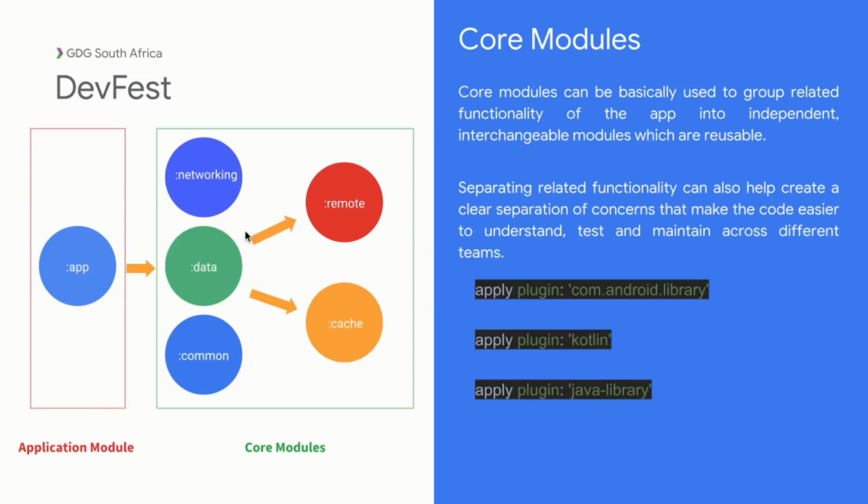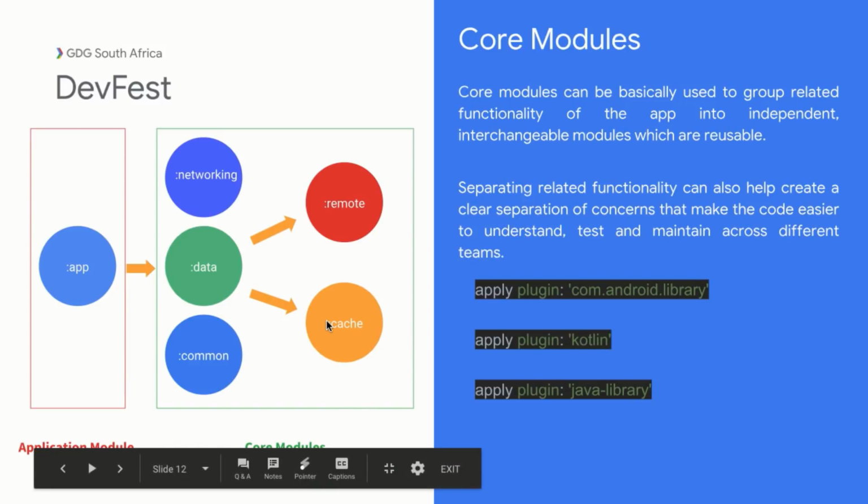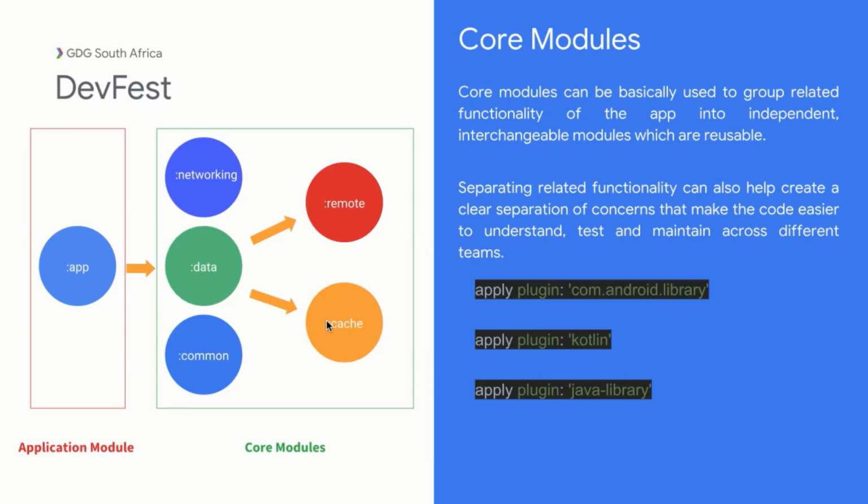So in this diagram, what I have here is the data layer, for instance, which is the data module. This data module is dependent on a remote module. This is where you actually get your data from a service call and so on. And then you also have a cache layer, where you can just cache whatever remote data you get onto a local device.